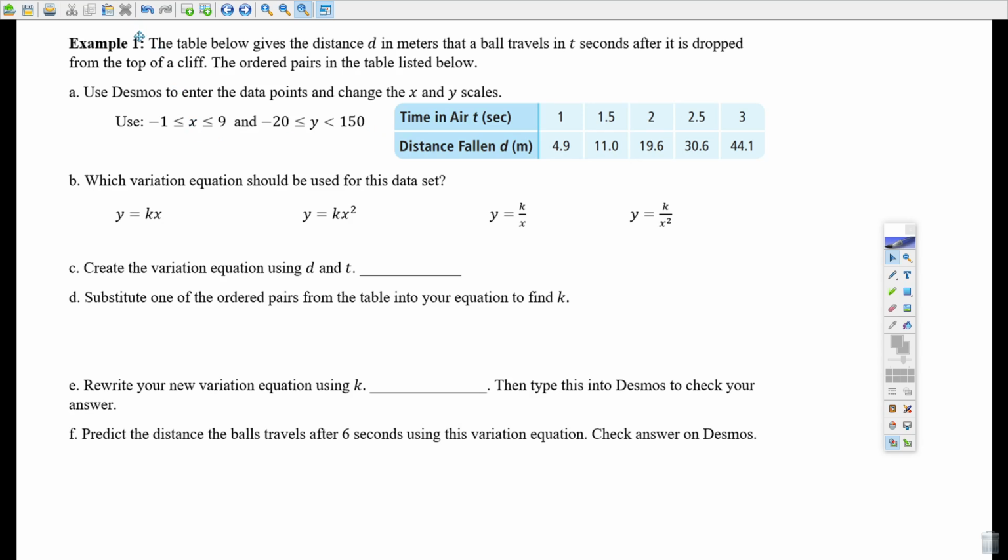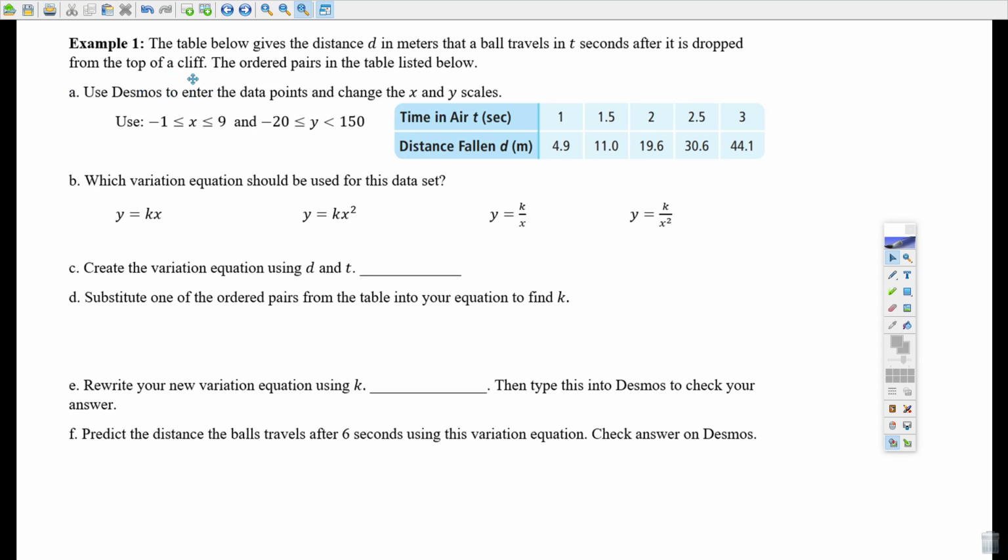It's talking about dropping a ball. It says the table below gives the distance d in meters that a ball travels in t seconds after it is dropped from the top of a cliff. The order of pairs in the table are listed below. So you look down here, we have how long it is in the air, time in seconds: 1, 1.5, 2, 2.5, 3. And the same thing for the distance, measured in meters. It goes from 4.9 up to 44.1 meters.